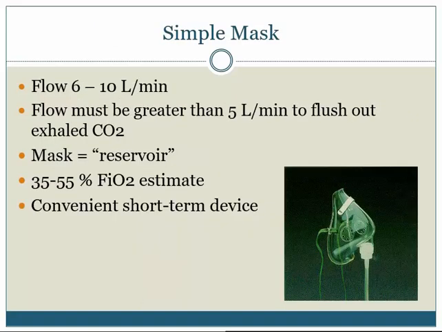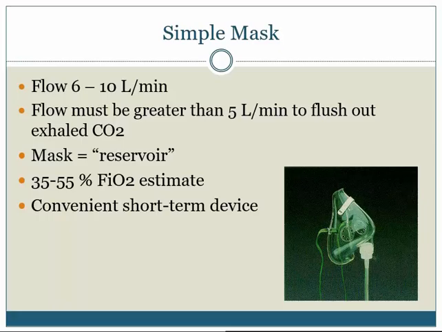Another low-flow device would be a simple mask. The maximum flow rate is between 6 and 10 liters per minute. You have to have the simple mask on at least 5 liters a minute to at least flush out the patient's exhaled CO2. Otherwise, what you'll see is when they exhale into the mask, you get a lot of their exhalation getting built up in the mask. So you need to have the flow rate at least 5 to 6 liters to just flush out what they're exhaling into the mask. But the mask itself acts as a bit of a reservoir to catch the supplemental oxygen that's being delivered during the exhalation phase.